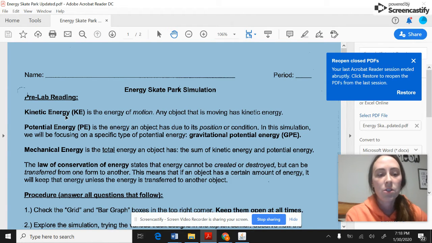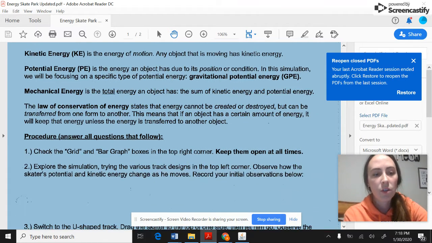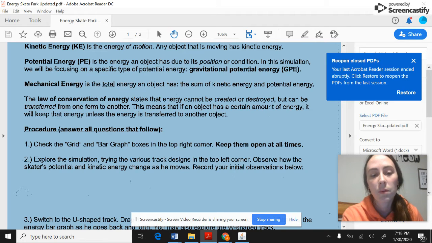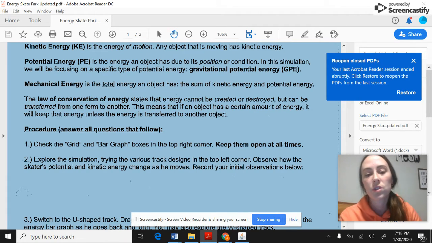So it says kinetic energy, energy of motion. Any object that is moving has kinetic energy. Potential energy is the energy an object has due to its position or condition. In this simulation, we will be focusing on a specific type of potential energy, gravitational potential energy. Mechanical energy is the total energy an object has, the sum of kinetic and potential. The law of conservation of energy states that energy cannot be created or destroyed, but can be transferred from one form to another. This means that if an object has a certain amount of energy, it will keep that energy unless it is transferred to another object.